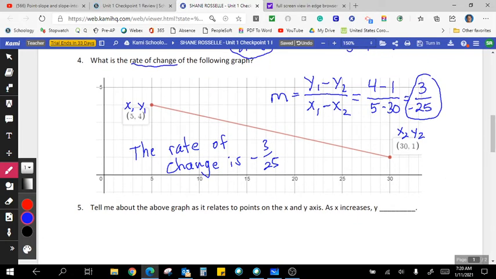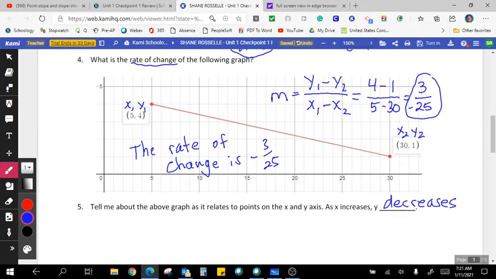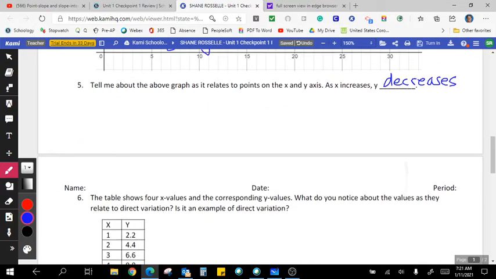Okay, so number 5 tells you about the graph that's above here. Tell me about the above graph as it relates to points on the x and y axis. Okay, so as x, here's x, as x increases, it goes to the right. All right, as x increases, y does what? Y goes down. All right, y decreases. Okay, simple one, right? Just got to read the graph. Get very good at reading the graph, guys.